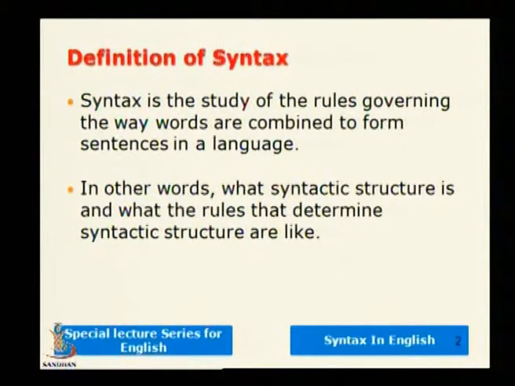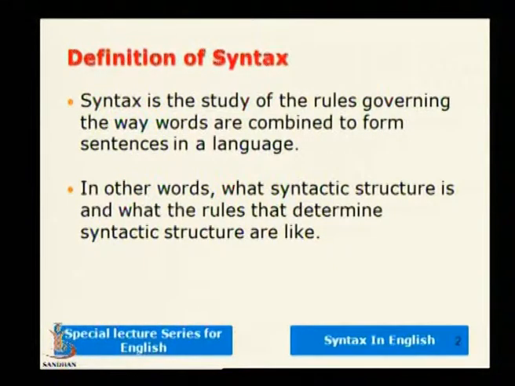Syntax in this sense is a comprehensive study of different rules governing the way in which words are combined to form sentences in a given language. The concept of structure exists in every language, and there prevails a very apparent difference in the way words are arranged in different languages. When we use Gujarati language and when we use English language, the idea may be the same, but the arrangement of words is different in Gujarati and English.